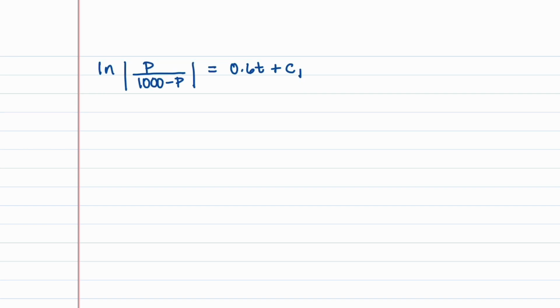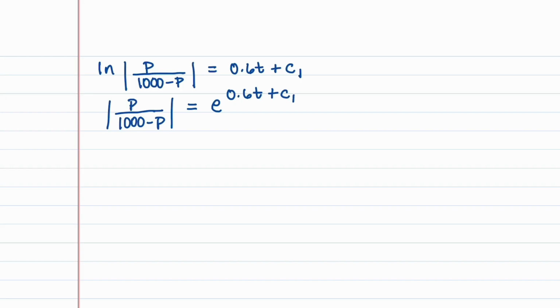To get rid of the natural log, we are going to exponentiate both sides of the equation. So on the left, we just get e to the ln, and those cancel out. So our left-hand side is just the absolute value of P divided by 1,000 minus P. And then on the right, we have e to the 0.6t plus c1.